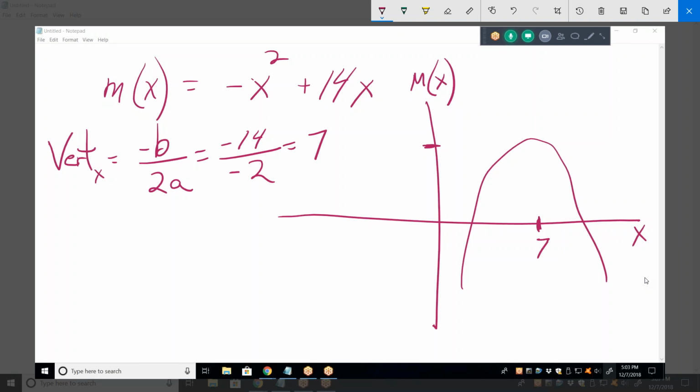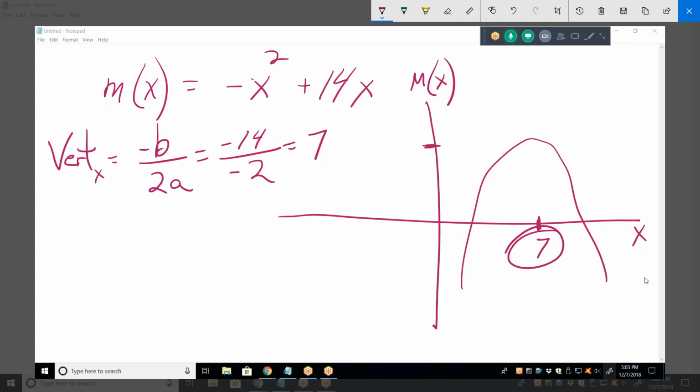But that's not what they asked. They didn't ask us, or maybe they did. But they want the number of mosquitoes, right? We want how many centimeters of rain will produce the maximum number of mosquitoes. Oh, well, we have our answer then. 7.